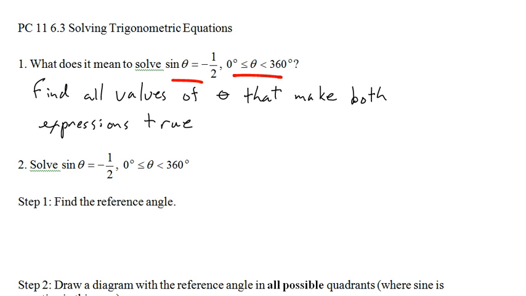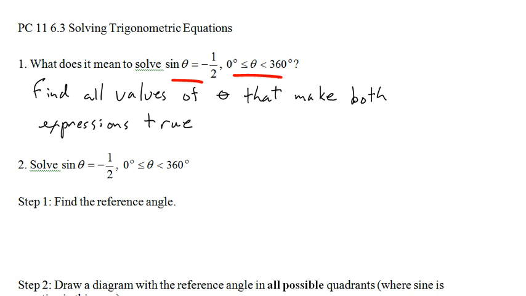Alright, so let's have a look at question 2. It's going to give us some steps to work our way through this. So first thing we need to do is find the reference angle. Remember, the sine of the reference angle is the same as the absolute value of the sine of the angle.